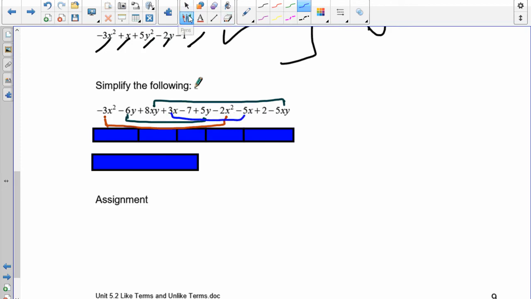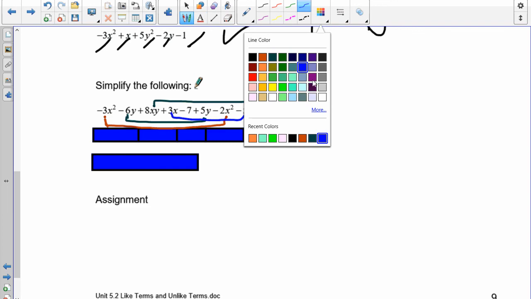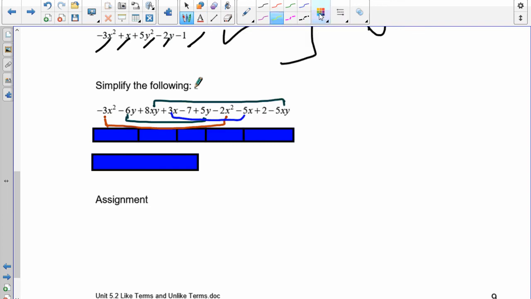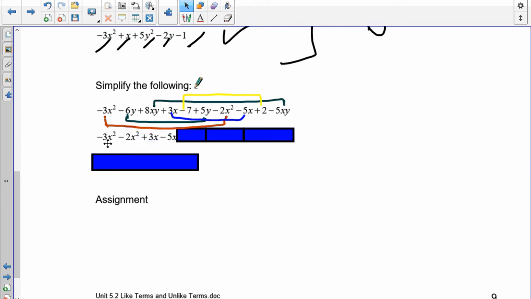And now let's look at constants. All right, the constant is a -7, so that's going to go with the other constant, which is +2. Okay, so there's my groupings. So my x squareds, 3x squared minus 2x. Here's my x's. Here's my constants. Here's my y's. And here's my xy's.